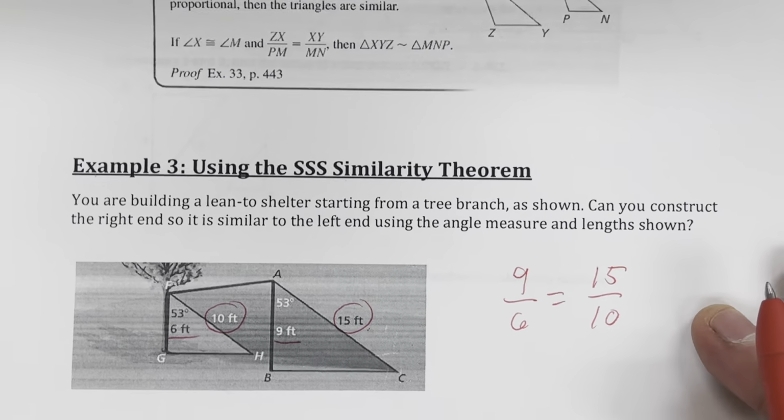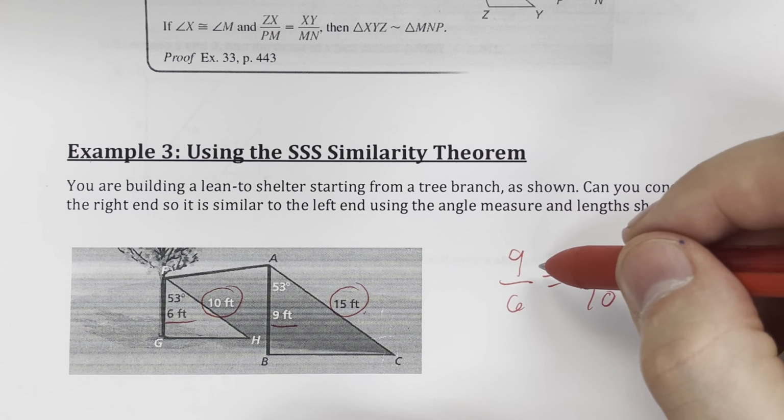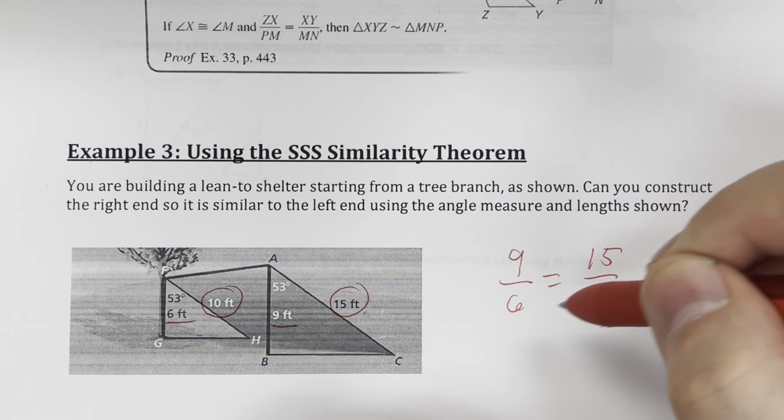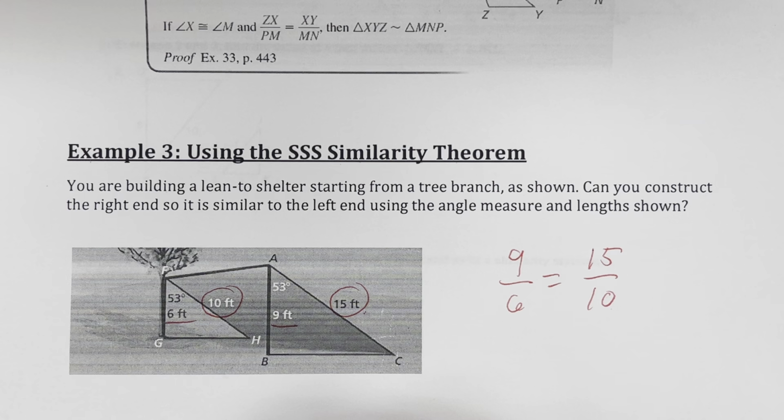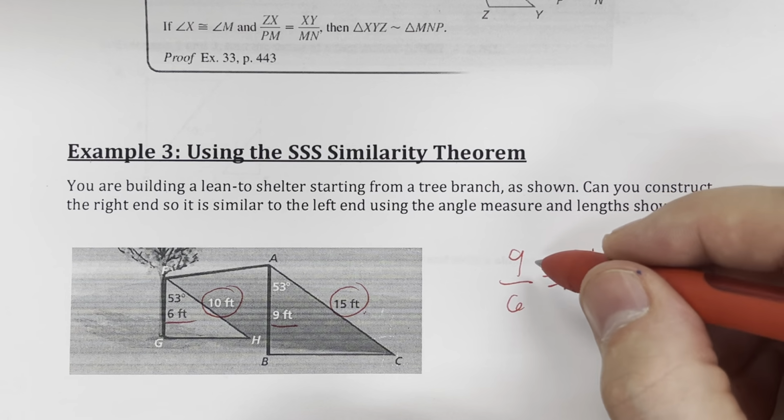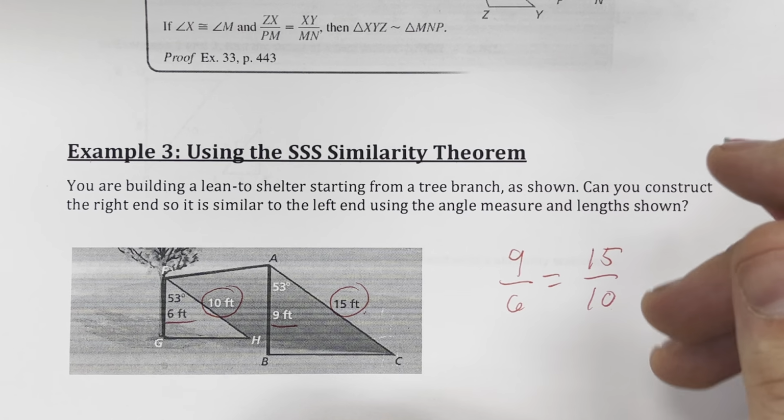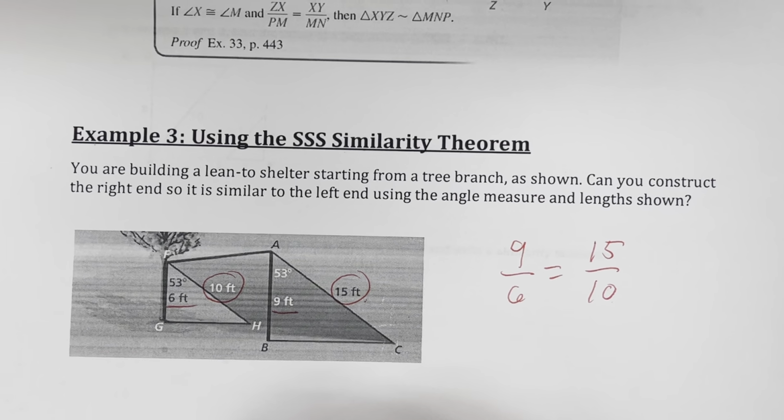Now, one other way you could check to see if these are similar is you could cross multiply. 9 times 10 is 90 and 6 times 15. Let's see what 6 times 15 is. That's also 90. So you could cross multiply and see if they're equal. Otherwise, we reduce the fraction. Or we could just type 9 divided by 6 and 15 divided by 10 and see if we get the same thing. So we've got some options.